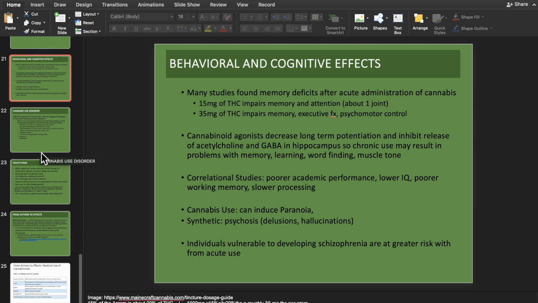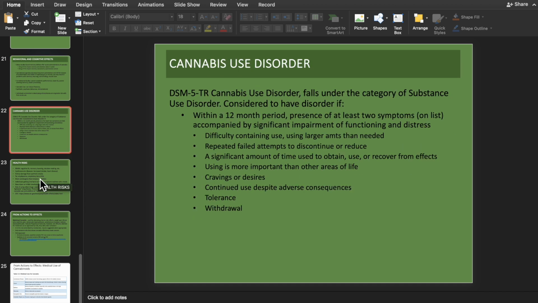Because of these types of symptoms, those who are vulnerable to developing schizophrenia actually have a higher chance of getting schizophrenia. DSM-5-TR cannabis use disorder. This falls under the category of substance use disorder. Someone is considered to have this disorder if within a 12-month period there's presence of at least 2 symptoms on this list, accompanied by significant impairment of functioning and distress.